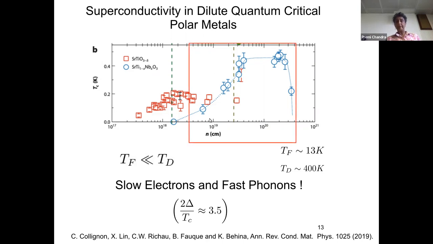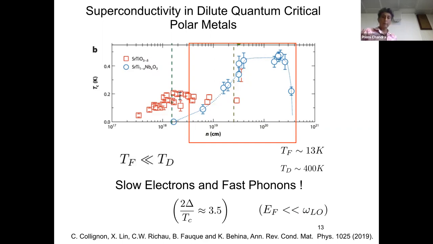And we are going to be focusing in this area here. I wanted to show you the full picture of the densities, but it's not clear that we have bulk superconductivity at that low density. It's filamentary. So we're going to focus on low density, but not quite as low. But even there, EF is less than any phonon frequency.